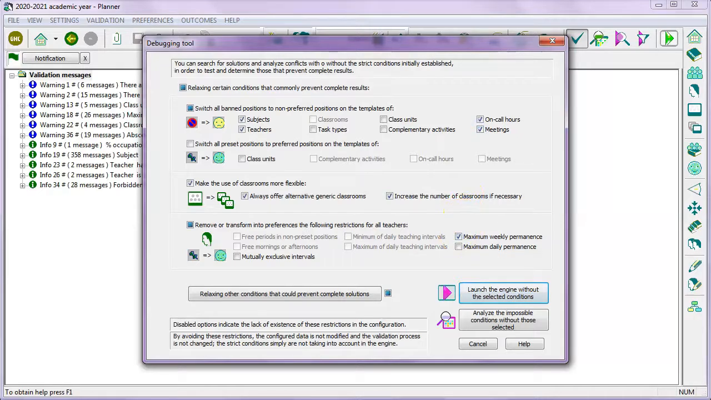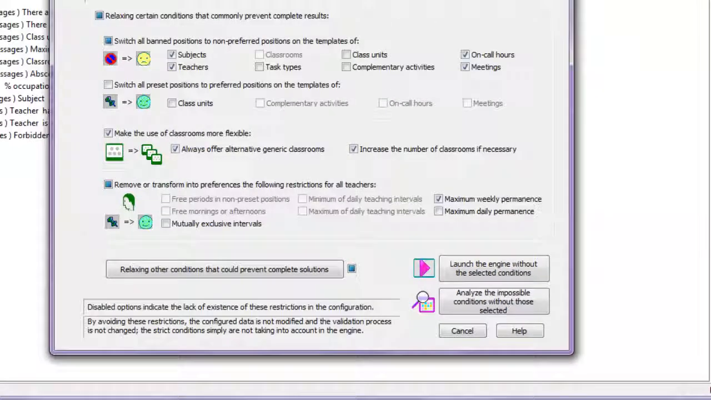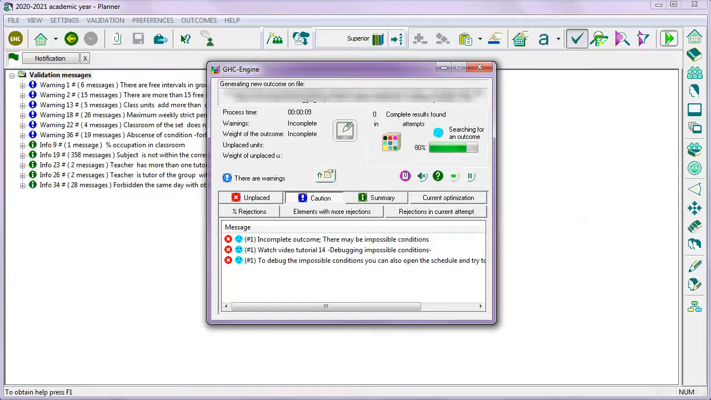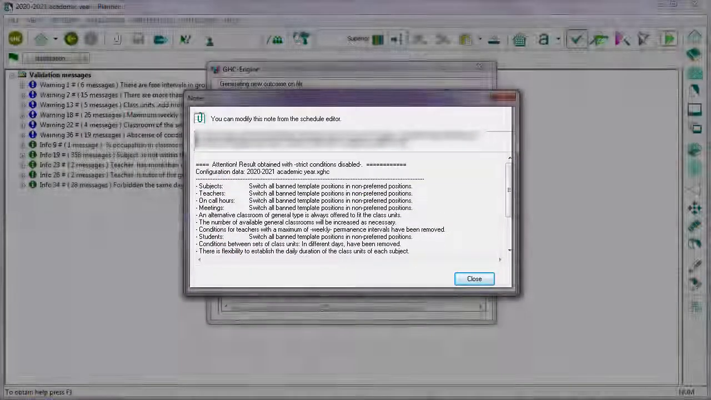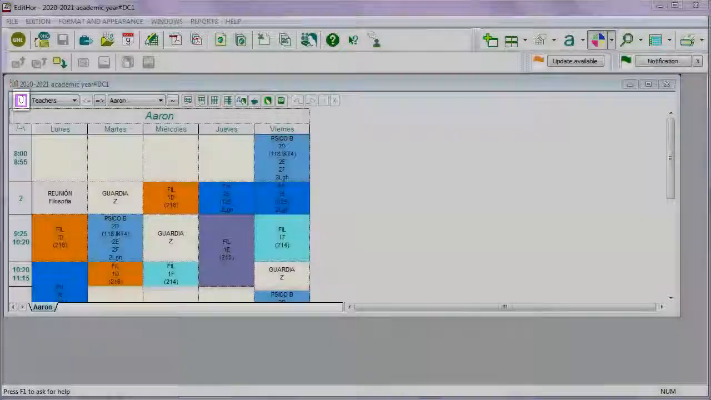conditions initially configured. The debugger is very useful for launching tests by relaxing strict conditions, both with the engine and with the analyzer. The relaxation of these conditions does not affect the current configuration in the planner. The conditions that you want to avoid won't reach the engine, and the results found in this way will be indicated with a purple color on the button that opens its notes.